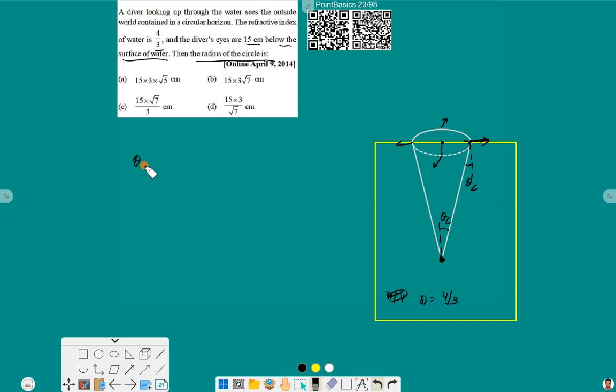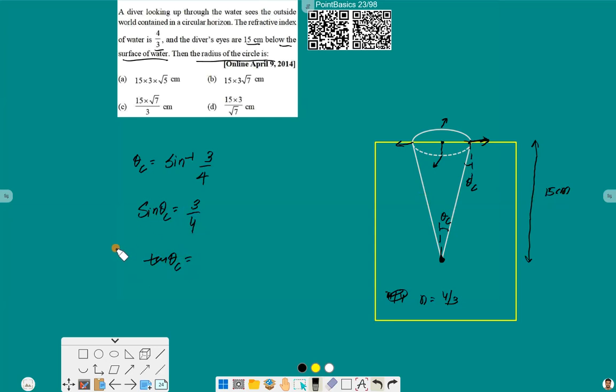So theta c will be equal to sine inverse 1 by mu, that will be 3 by 4, so sine of theta c is equal to 3 by 4. Now this depth is given as 15 centimeter, which means this distance is 15 centimeter here. So from this, what can we find out? We can find out tangent of theta c.